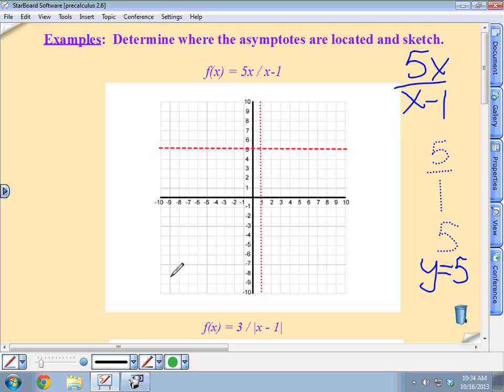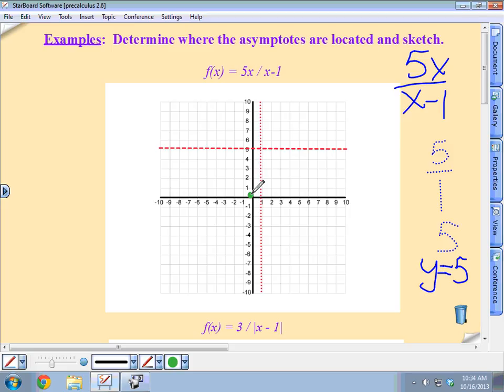If I put in x at 0, what's my y value? 0. Right, 0, 0. So that's my point, 0, 0. And so that's one point.